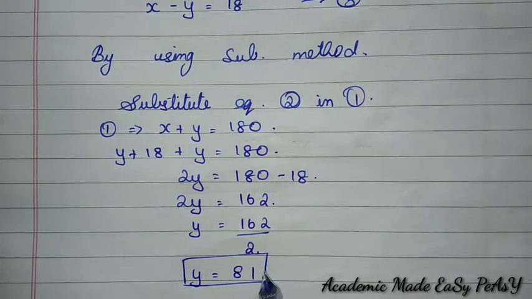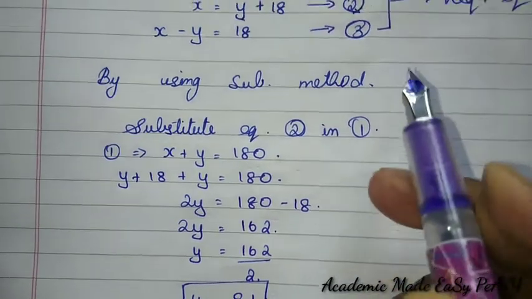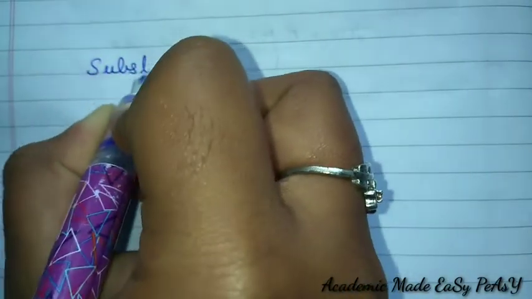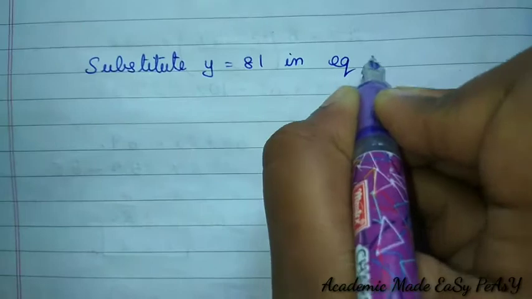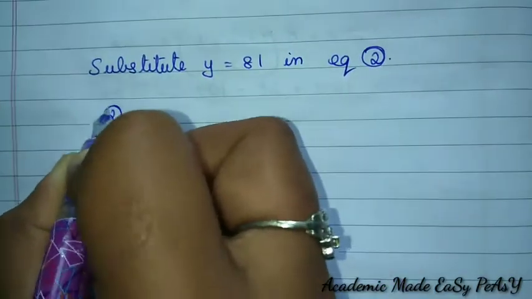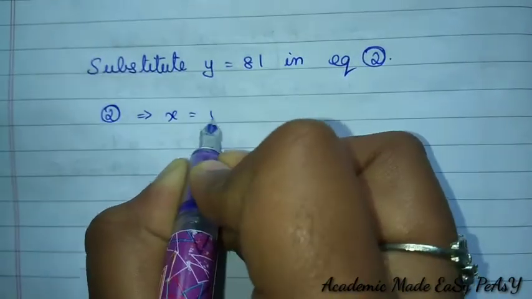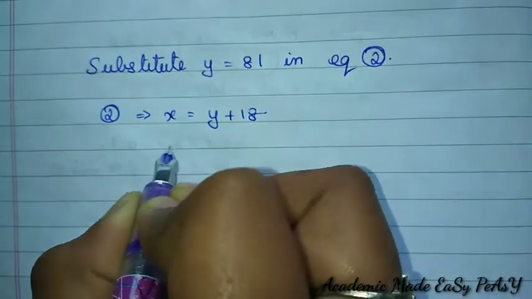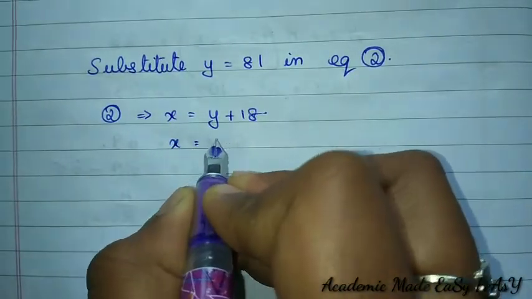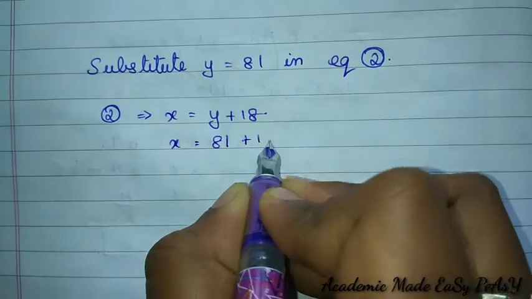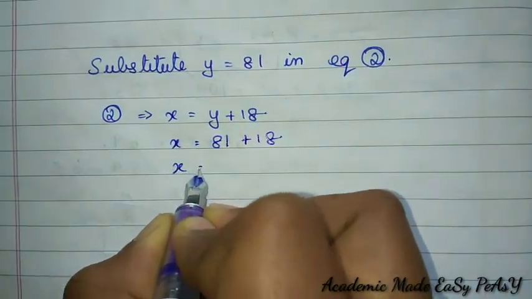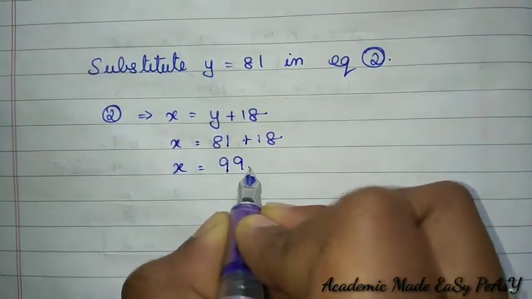Now I will substitute the value of y in equation 2. Substituting y equal to 81 in equation 2, x is equal to y plus 18. What is y? 81. So 81 plus 18, x is equal to 99.